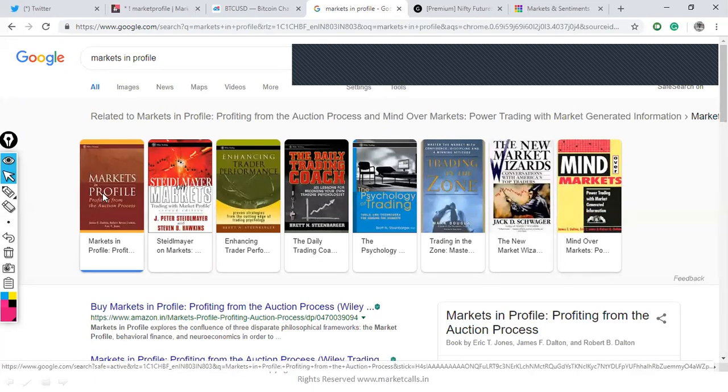But the second book talks about the context in detail: how the long-term players behave, how the short-term traders behave, how the intermediate traders behave, how you are able to spot them from the profile, and everything is explained from the behavioral approach, right?